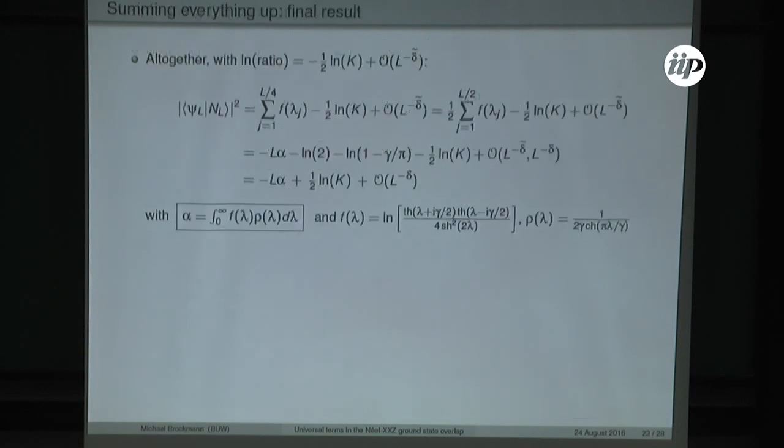Okay, and then altogether, with this value for the log of ratio of determinants, we get for the overlap squared, if you plug in everything, minus L alpha plus 1/2 log k. Okay, quod erat demonstrandum. So alpha is just the integral from 0 to infinity, f of lambda rho of lambda d lambda. So it is really the contribution from the root distribution, and f is just the prefactor function. Okay, that's it. So we have computed this constant alpha.